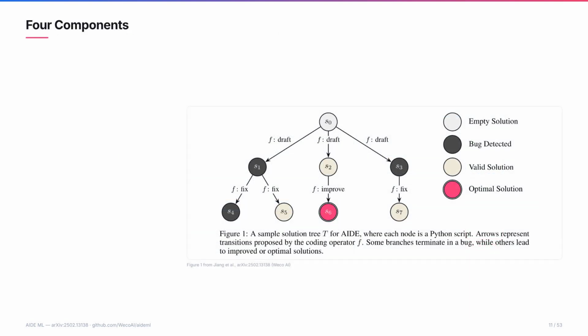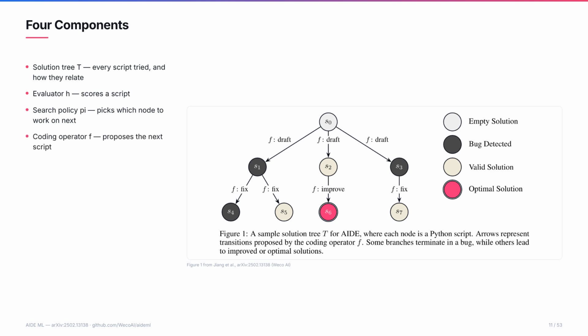4 components do all the work. The solution tree stores every script tried and how they relate to each other. The evaluator scores a script. The search policy picks which node to build on next, and the coding operator proposes the next script. This is figure 1 from the paper. Each circle is a complete Python script. Arrows are proposals from the coding operator. Notice some branches die in bugs, shown dark, while one path reaches the optimal solution, shown in pink.